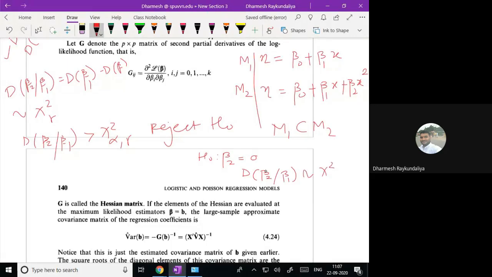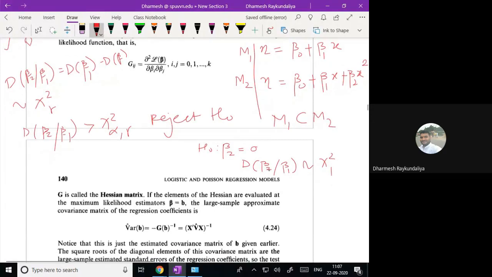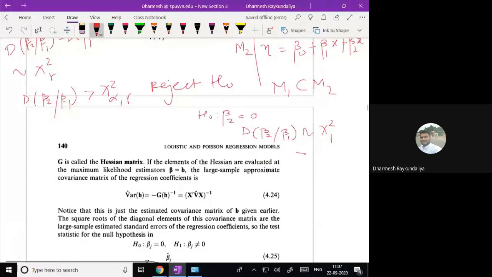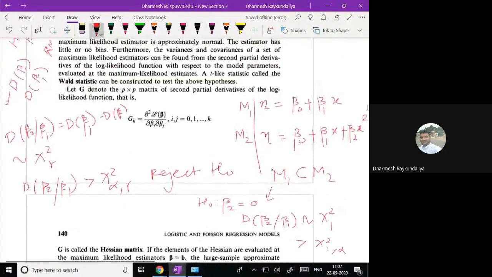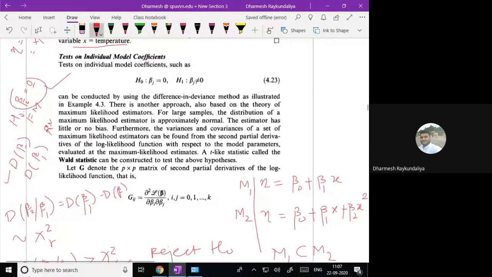which has the chi-square distribution with one degree of freedom, because it has only one parameter. And if this exceeds the chi-square with 1 and alpha, we reject the H naught. That means the quadratic term is important for the model development. And if we accept the hypothesis, that means the quadratic term has no impact. So here we studied the subset of regressions through deviance.